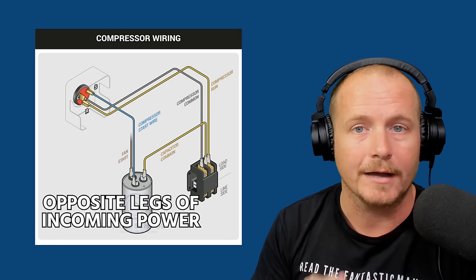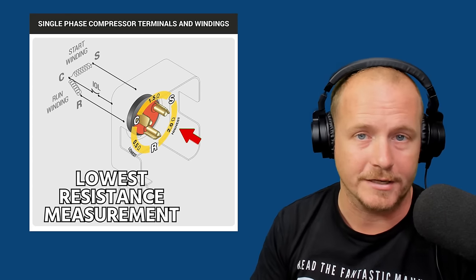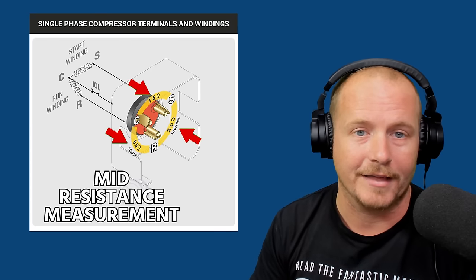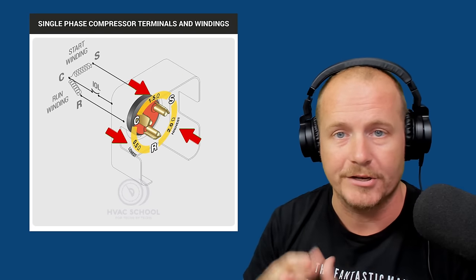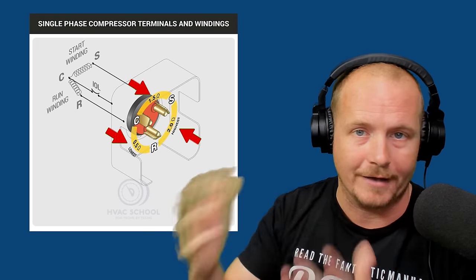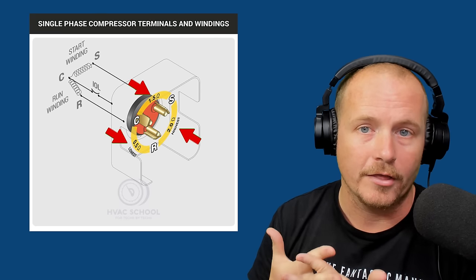So keep in mind, highest resistance is going to be between start and run, lowest resistance between run and common, and then start and common is the one left. That's the one that's in the middle on this image that we show here. Those are just examples. They're not always going to be those numbers. You have to know what the specific measurements will be for your specific motor that you're working on.